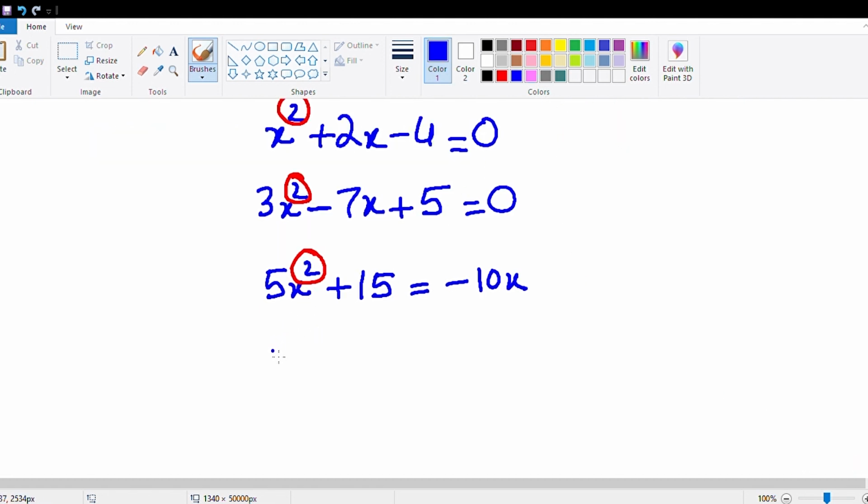And one last example I'm going to write. If we have something like 7x squared equals 21x plus 14, this is a quadratic equation. Why? Because it has the square of the variable again. Now, these equations are written in a certain way, and this way of writing quadratic equations is called the standard form.